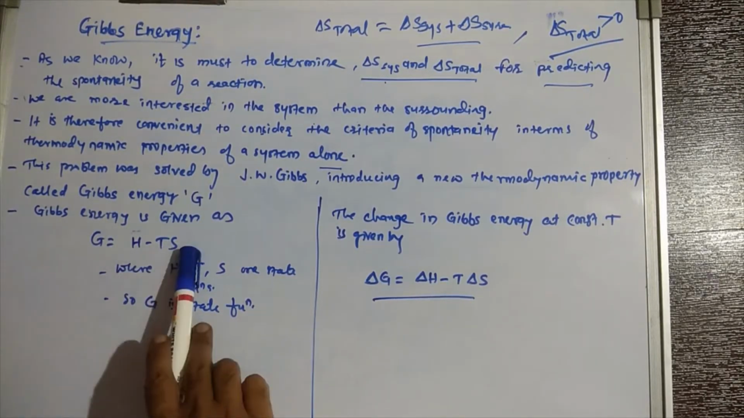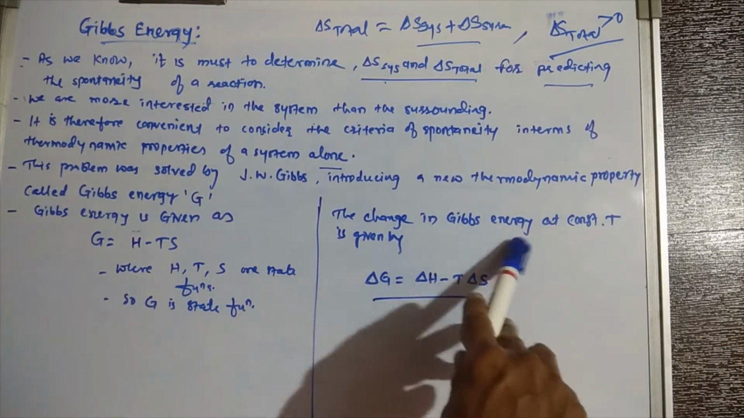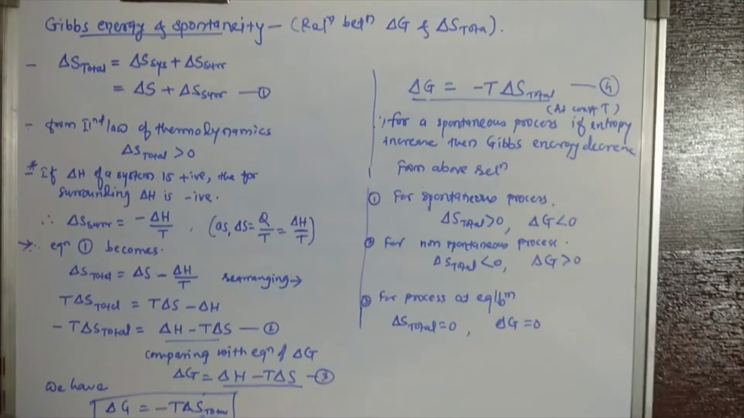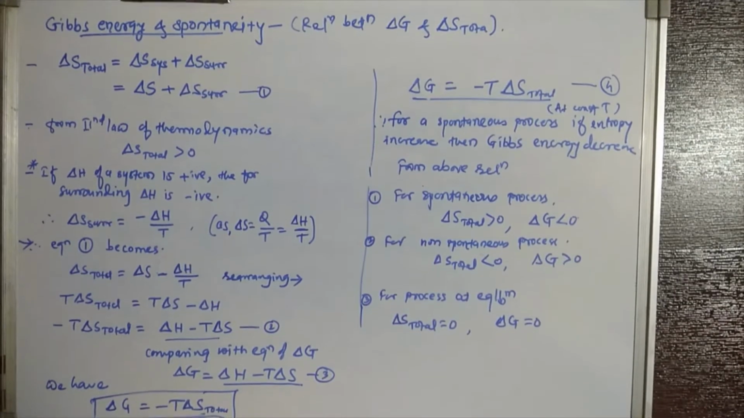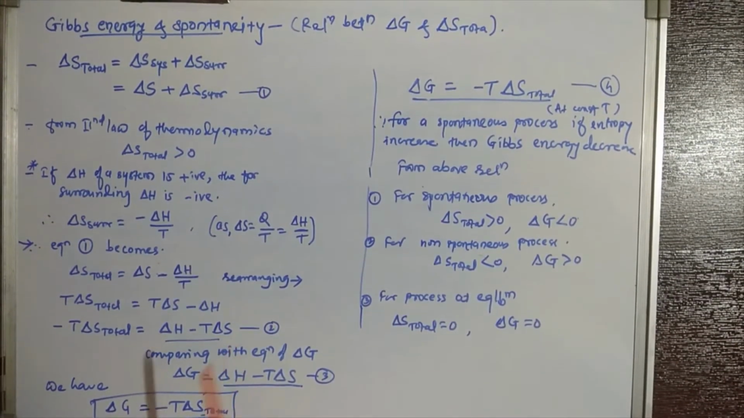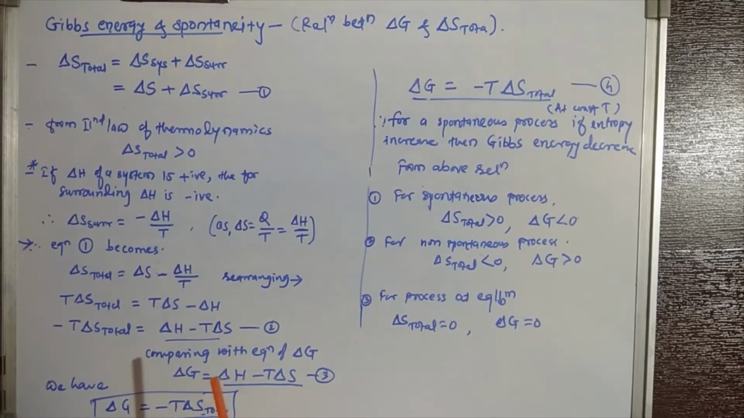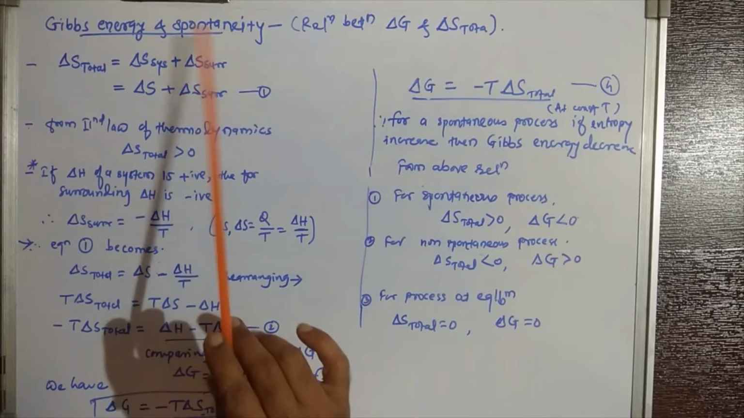Now from this equation, the change in Gibbs energy at constant temperature is given by delta G equals delta H minus T delta S. So this equation shows the change in Gibbs energy. This is all about the Gibbs energy. Now let us see Gibbs energy and spontaneity. In the previous point we have seen that G equals H minus TS, and the change in Gibbs energy delta G equals delta H minus T delta S.